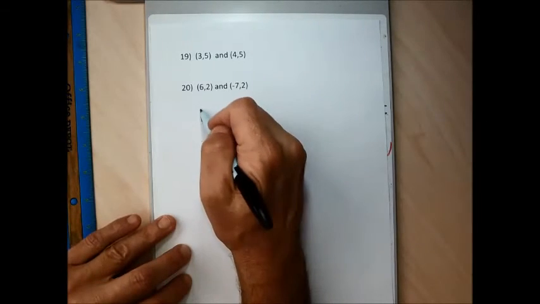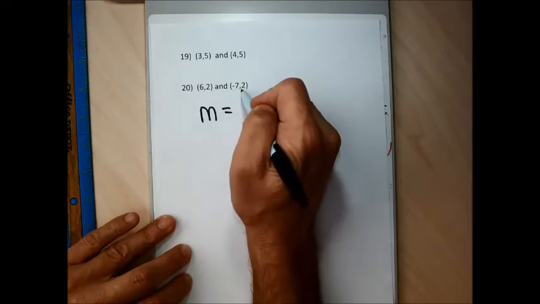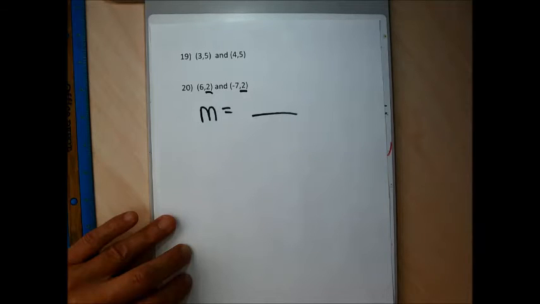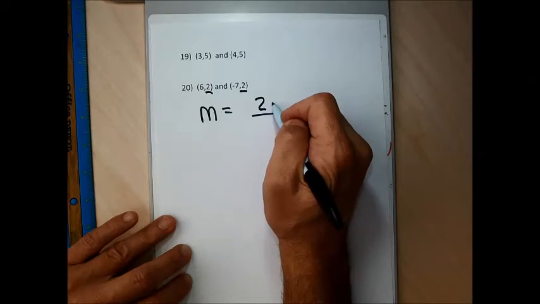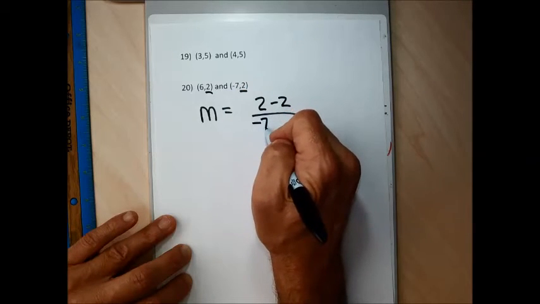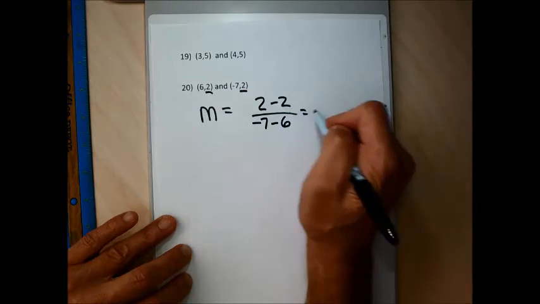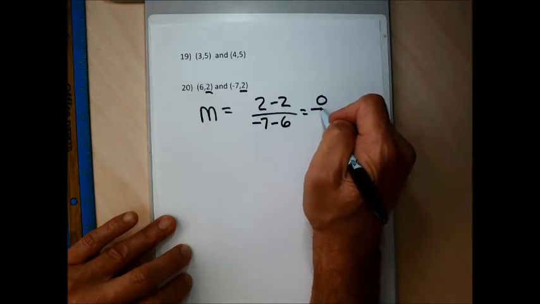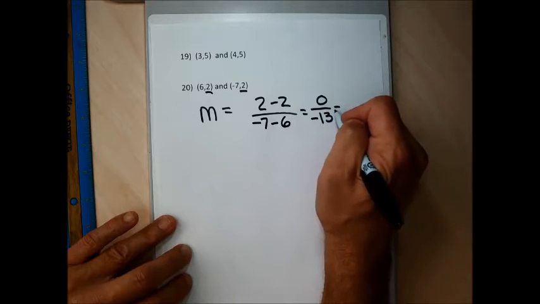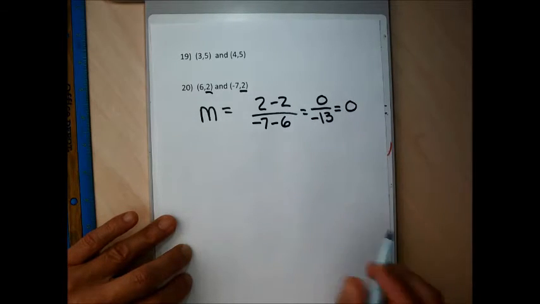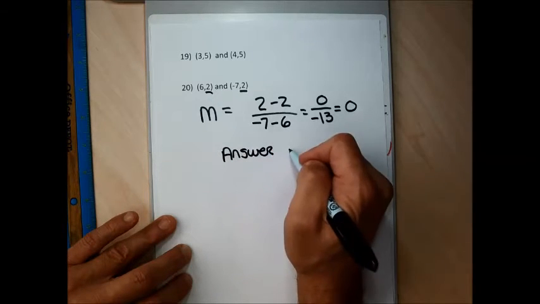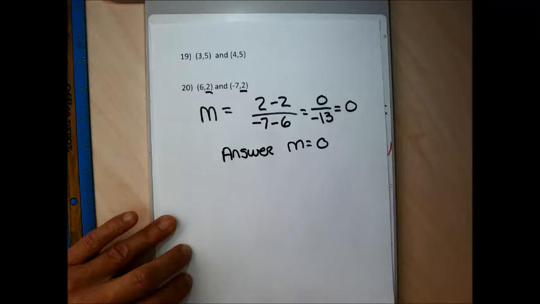Find the slope. So for number 20, the slope is the y-coordinate of the second point minus the y-coordinate of the first point, divided by the x-coordinate of the second point minus the x-coordinate of the first point. I get 0 in the numerator. Both the numbers in the denominator are negative, so I add them and keep them negative. Any fraction with 0 in the numerator is equal to 0. So my answer to problem 20 is the slope is equal to 0.